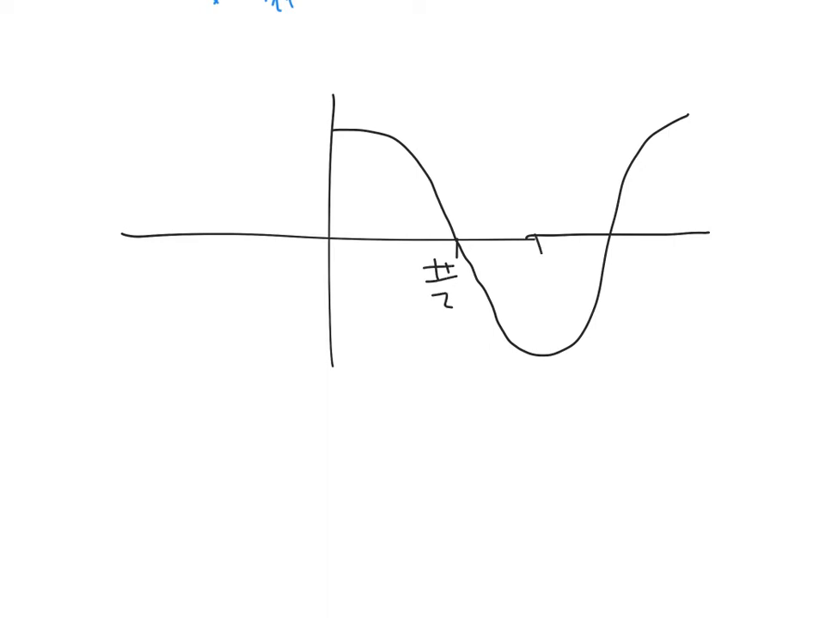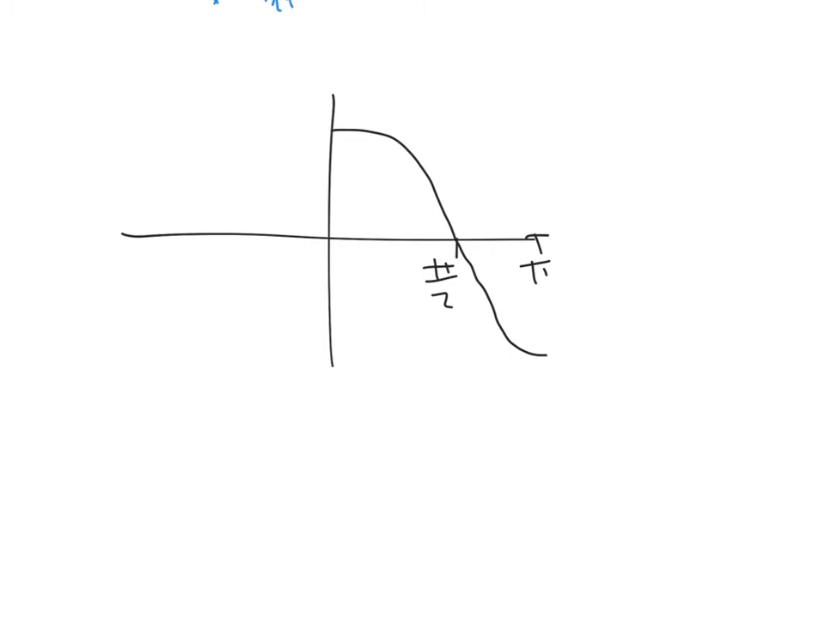Pi over 2, pi, 3 pi over 2, and 2 pi. Now again, that function is not 1 to 1, so it will not have an inverse unless we restrict the domain. So we have to restrict the domain by removing any values where it starts to repeat, which is after pi.